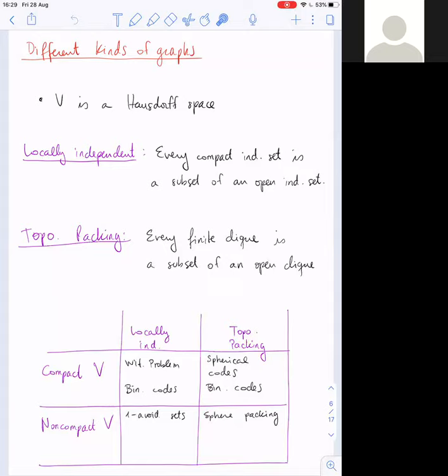And you can imagine that between local independence and topological packing, it's not clear what is easier and what is harder. Sometimes one is easier than the other, but it's not so clear. But it's clear that from compact to non-compact, the difficulty increases when you go to non-compact, right? So this is maybe the most challenging row of the table.